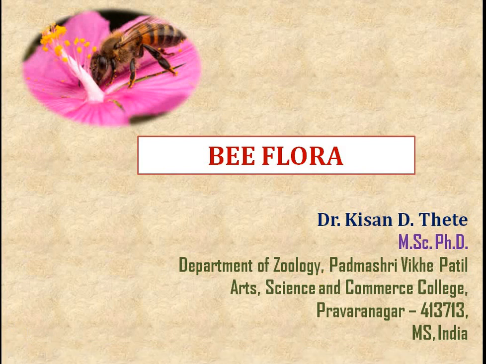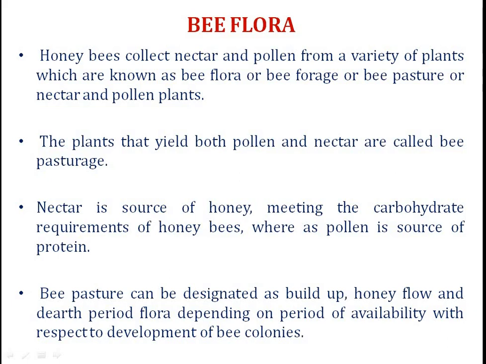Regarding bee flora, we should know that honeybees collect nectar and pollen from a variety of plants, which are known as bee flora, the bee forage or bee pasture. Nectar and pollen plants, the plants that yield both pollen and nectar, are called bee pasturage.